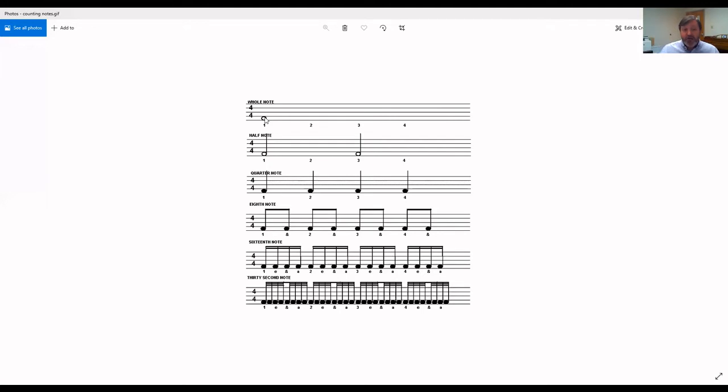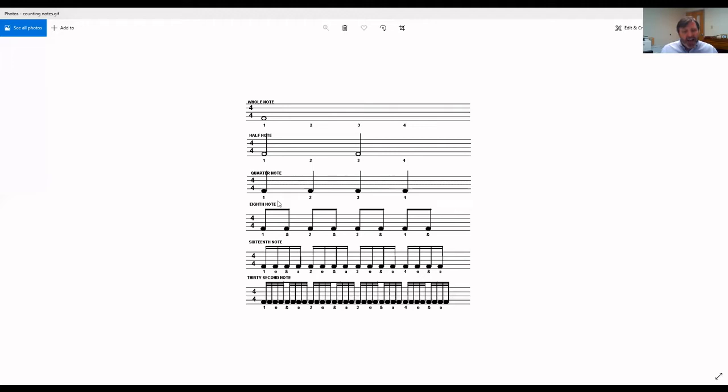Now, if I look at my second line, I see that I've got 2 half notes. And if we remember, the half note is worth 2 beats. So my first half note would get count 1 and count 2, and that would represent its 2 beats. And then my next half note right here would get beat 3 and beat 4, my next 2 beats in that particular line of music.